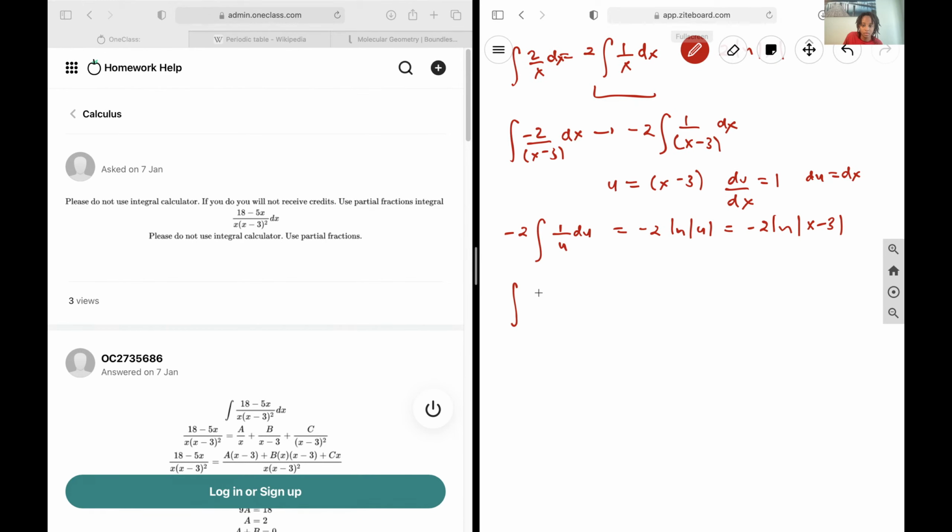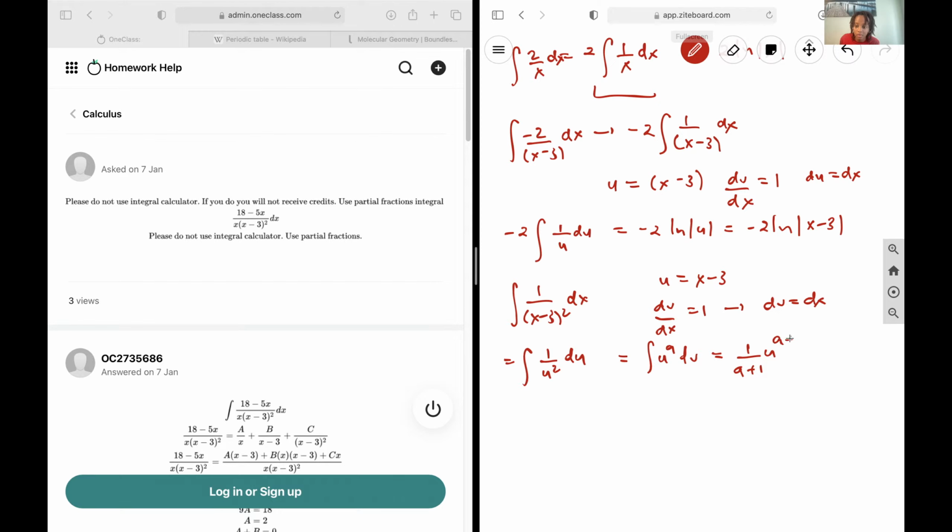which is the integral of 1 over x minus 3 squared over dx. So again, we're going to set u equal to x minus 3. du over dx is going to give us 1, which implies du is equal to dx, meaning that this integral will become the integral of 1 over u squared du. And then we're going to use the exponent rule here. We know that the integral of u to the power of a over du is going to give us 1 over a plus 1 u to the power of a plus 1.